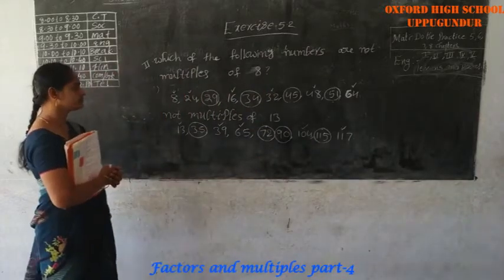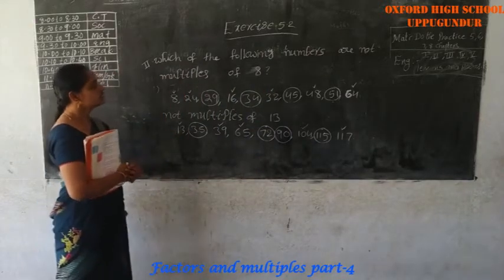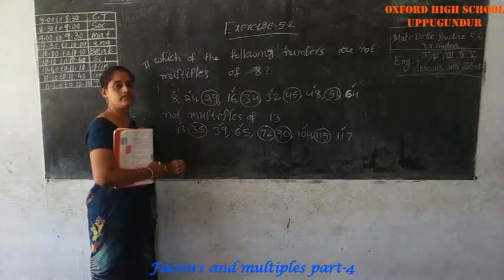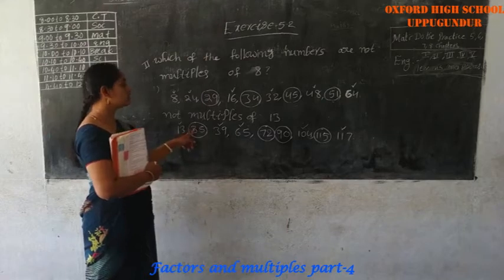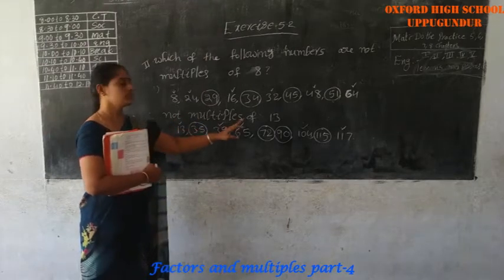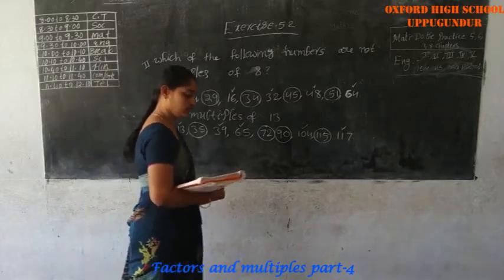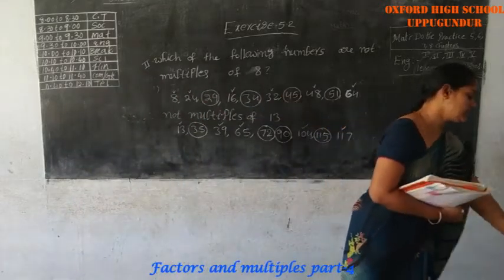Okay. Circle the values that are not possible of the given values. Circle the values that are not multiples of the given values. Is it clear, ma'am? Okay. Next.